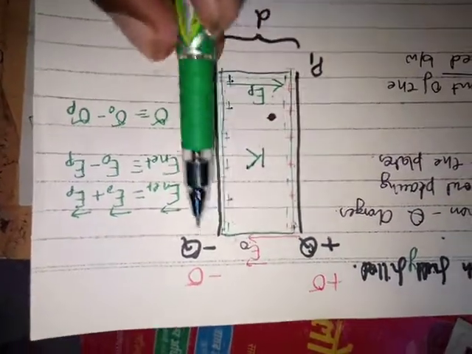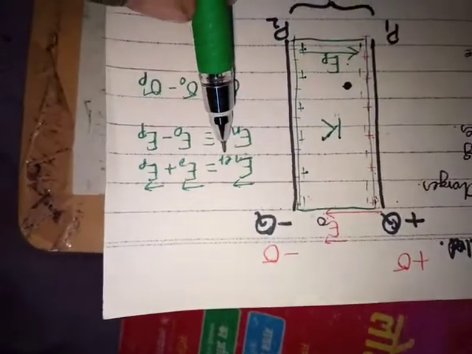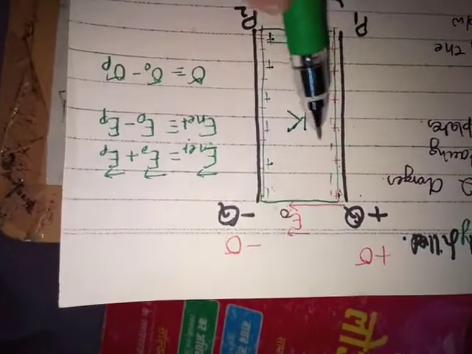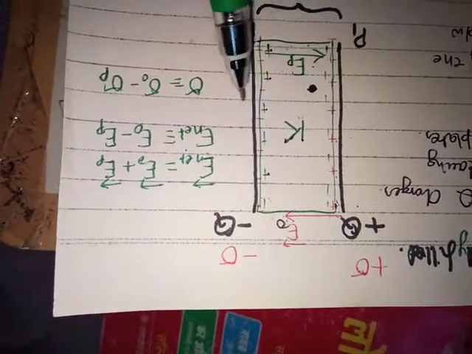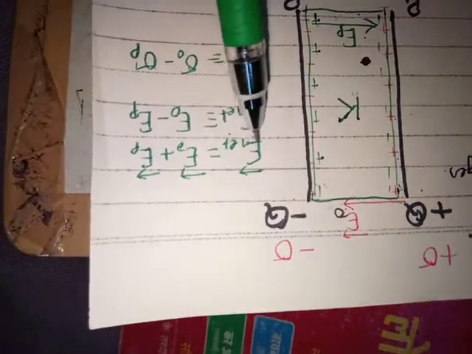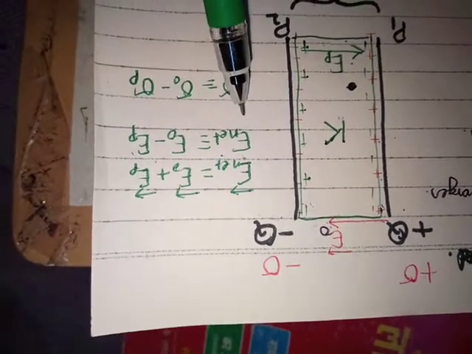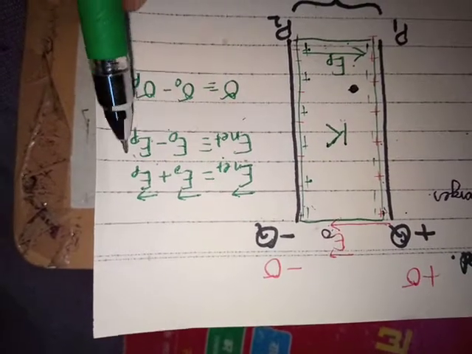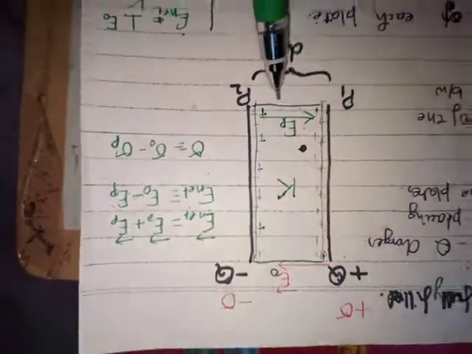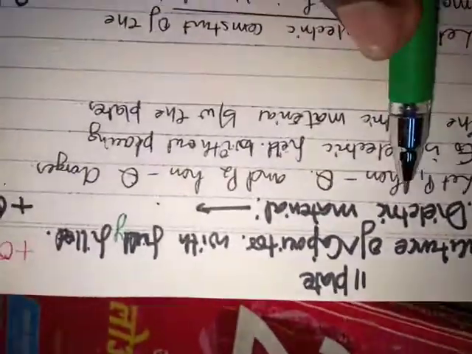Therefore the net electric field between these two regions is E net. Electric field is a vector quantity, so we add these two vectors by vector addition. E net is equal to E naught plus EP, which is E naught minus EP. Why am I writing minus here? Because EP is in the negative direction of E naught.